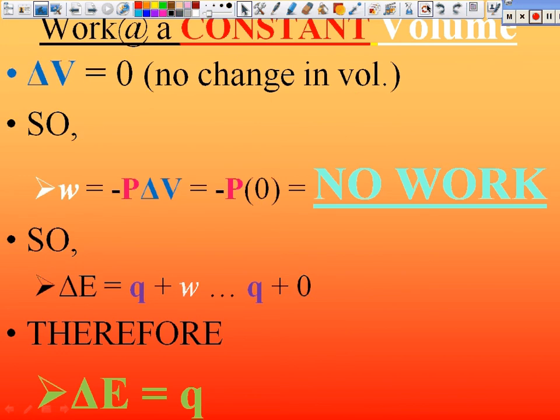All right. So work at a constant volume. If volume is constant, what's your delta V? 0. If your volume does not change. Give me a real life example of a constant volume thing. A steel box. Doesn't move, right? We're not talking about balloons. We're talking about steel boxes.